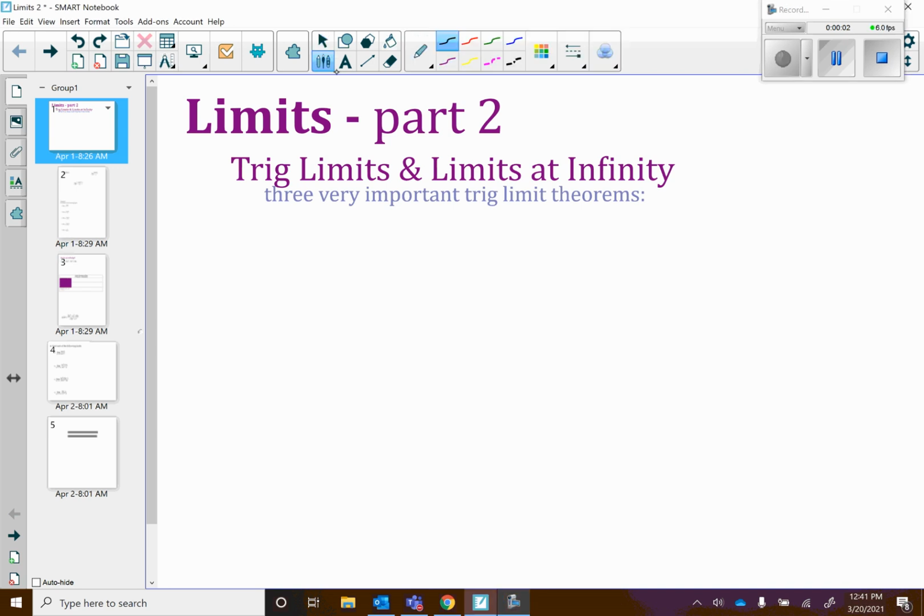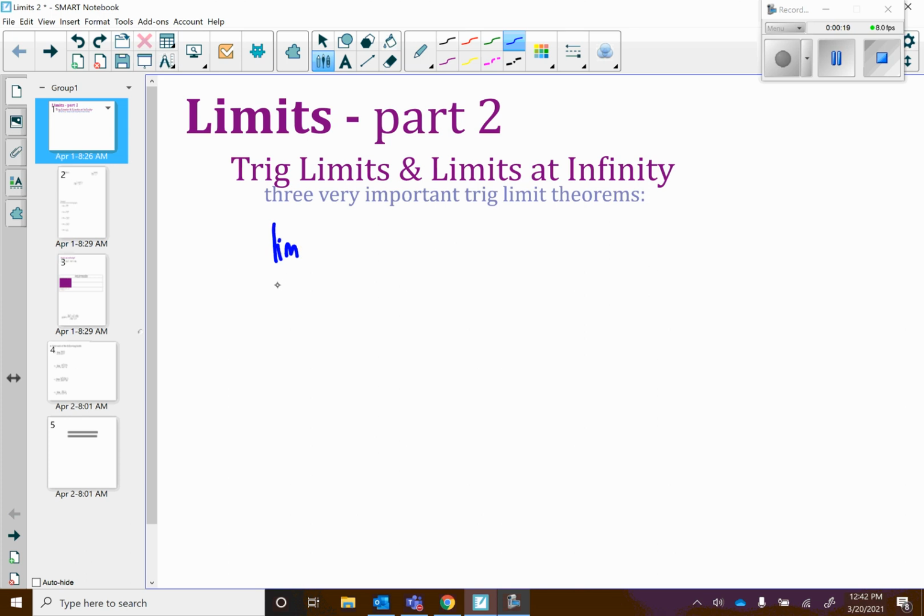Hello, Pre-Calc. We're taking some notes on the second section about limits. We're going to talk about some important trig limits and some limits at infinity. So the first is we've got to go through these three trig limits that will always be true.